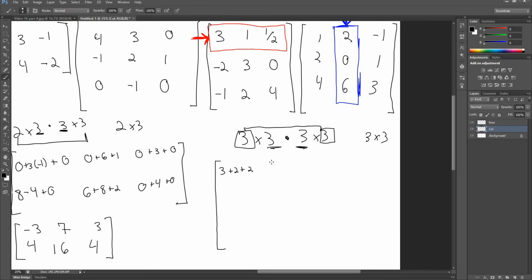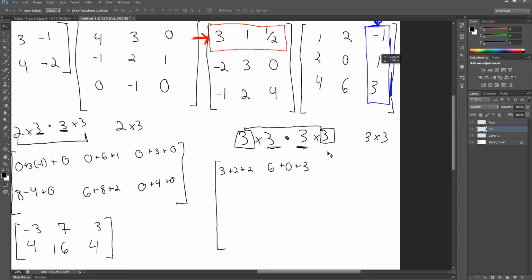So I'm going to have 3 times 2 is 6. Remember, we are looking at the first entries, then we look at the second entries. So plus 1 times 0 is 0, and plus a half times 6 is 3. Now we switch to the last column.